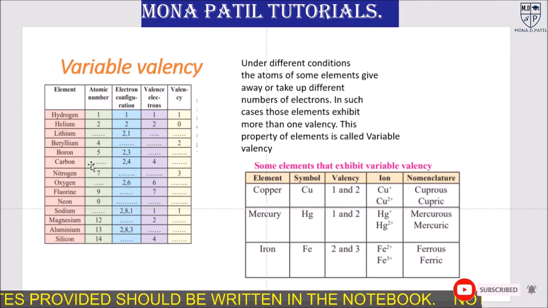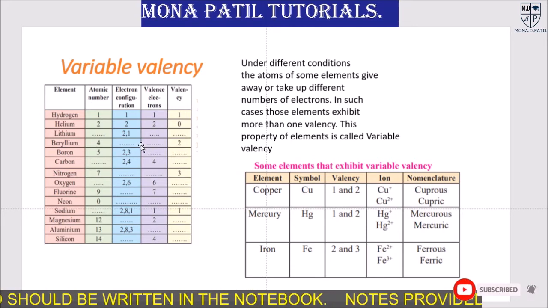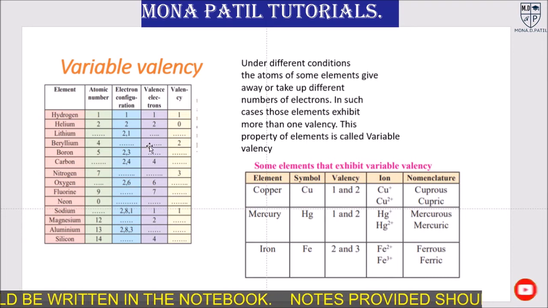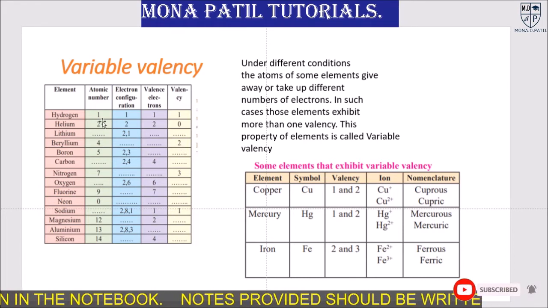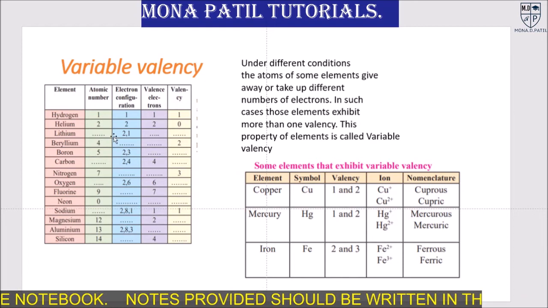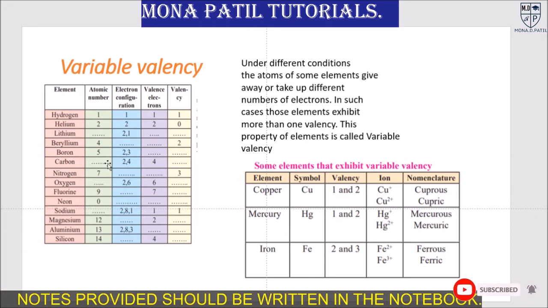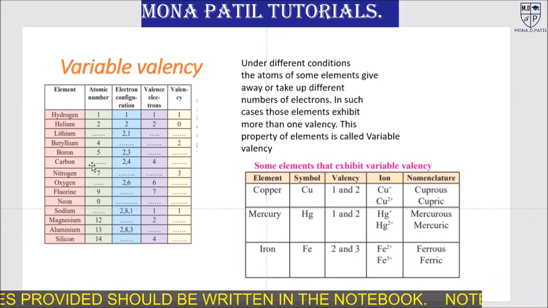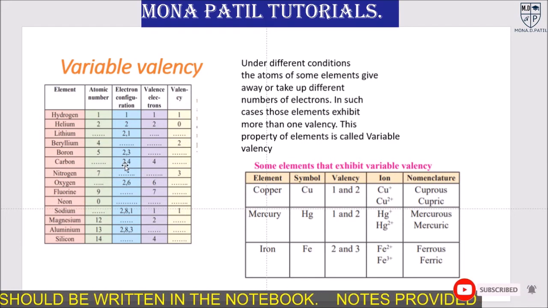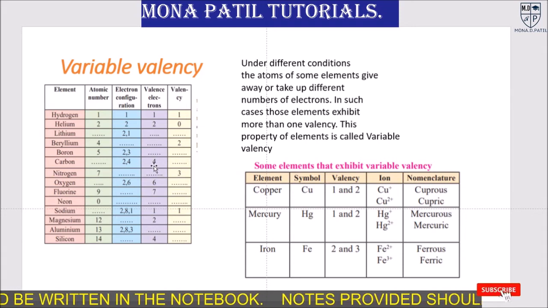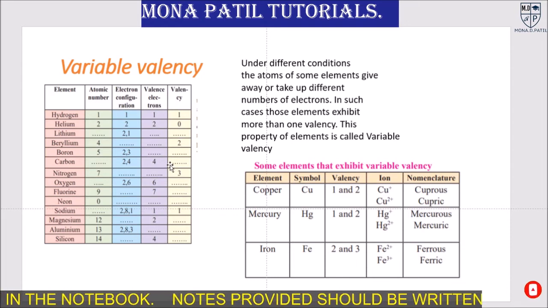Now beryllium has atomic number 4, so the electronic configuration will be 2,2, valence electrons will be 2, and that is why valency is 2. You can understand all these here. It has been given serially, so there will be no confusion in completing this table. Then we will also take one more example, like carbon. Carbon has atomic number 6, so its electronic configuration is 2,4. The outermost shell has 4 electrons, so 4 can be taken from others, or 4 can be given to others. So the valency will be 4.